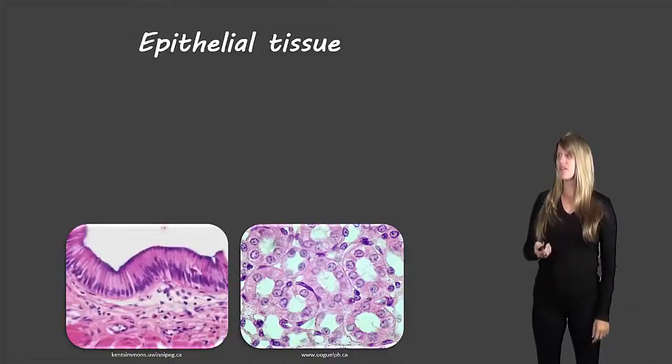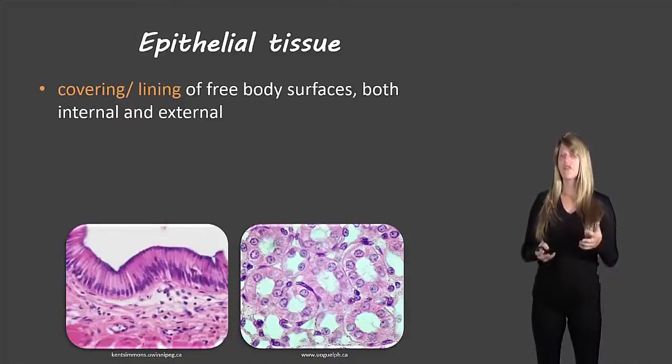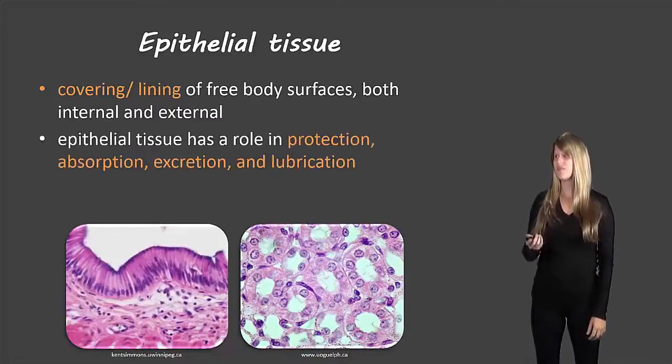The next is the epithelial tissue. It's the covering or the lining of free body surfaces, both internal and external. So things like your skin would be epithelial tissue, as well as the lining around the outside of your stomach to keep it from smushing into your other organs. Also the lining around the inside of your stomach to keep the insides from smushing into each other. Epithelial tissue has a role in protection, absorption, excretion, and lubrication.